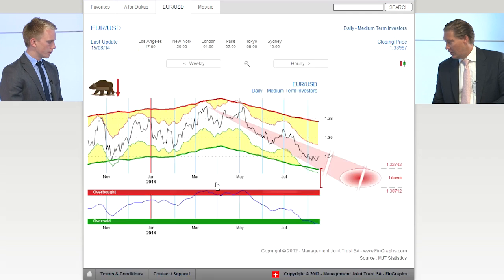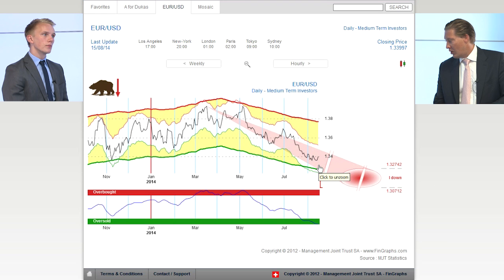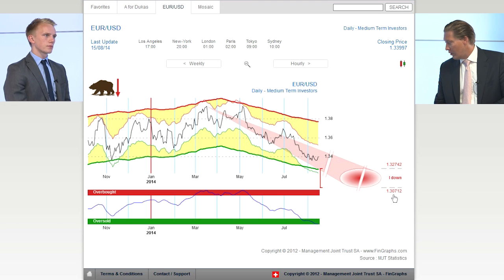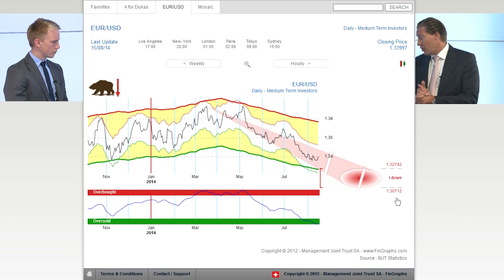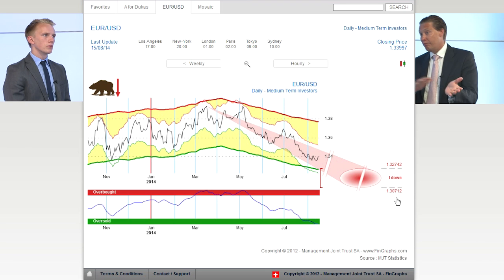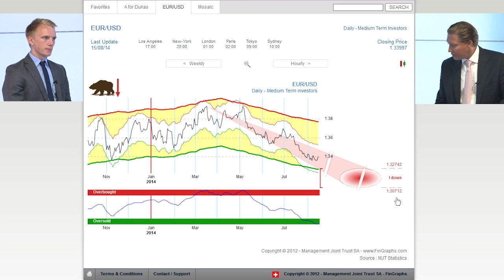So let's go into the daily. The daily is an impulsive move down. It still has some time to go, and it still has some price potential. It could lead us down into a zone between 132.70 and 130.70. So there's possibly 1.5 to 3.5 more figures to go.